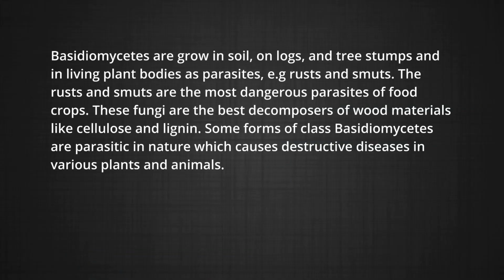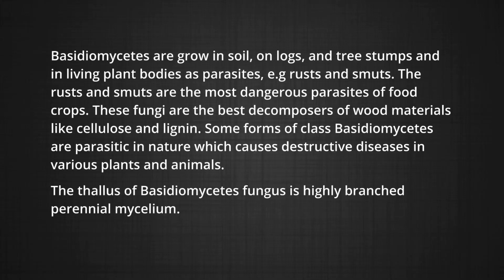Basidiomycetes grow in soil, on logs and tree stumps, and in living plant bodies as parasites, for example rust and smut. The rust and smuts are the most dangerous parasites of food crops. These fungi are the best decomposers of waste material like cellulose and lignin. Some forms of class Basidiomycetes are parasitic in nature and cause destructive diseases in various plants and animals.